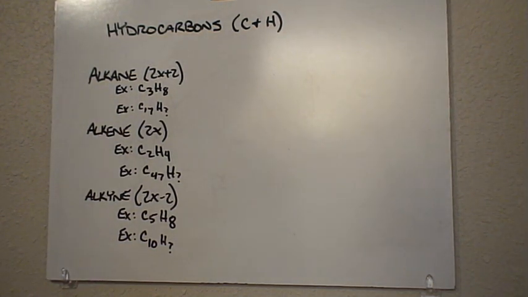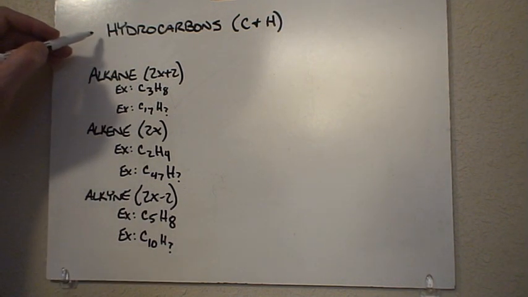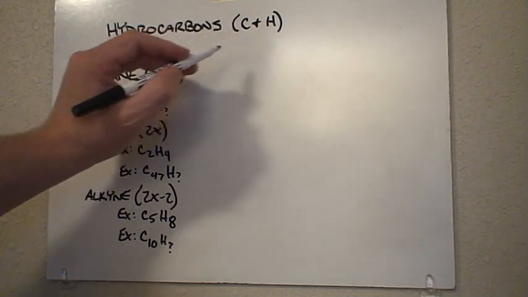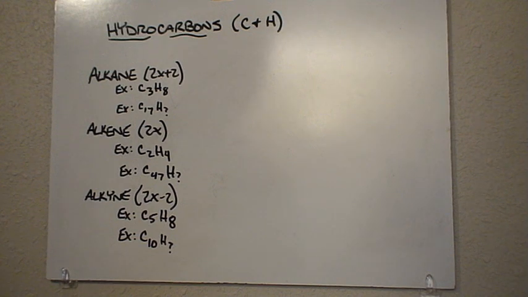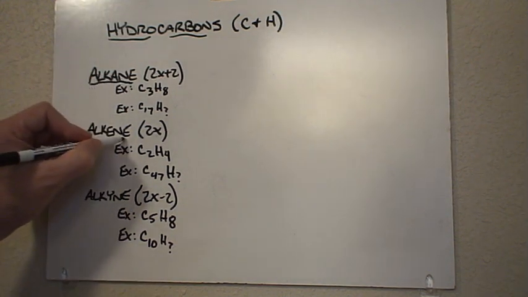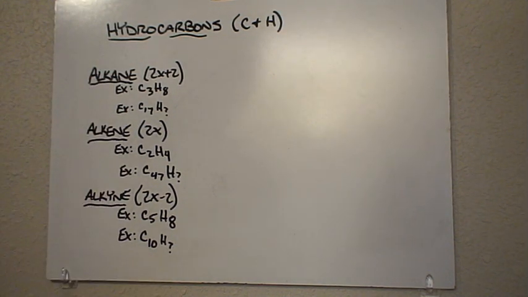And so now on to hydrocarbons. This is just a basic introduction to some of the easiest of the organic naming. Hydrocarbons are compounds that contain just carbon and hydrogen. Okay, pretty easy to remember, hydrogen and carbon. We're going to talk about three different classes of those: the alkanes, the alkenes, and the alkynes.